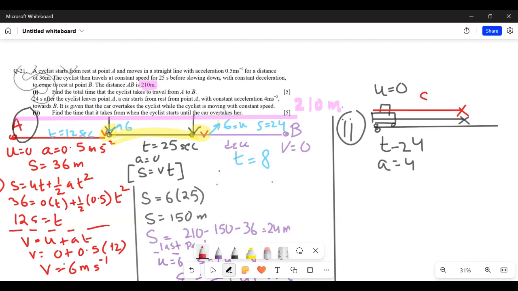So the distance covered by the cyclist, this is the cyclist, and the distance covered by the car, this is the car. It must be equal when they overlap. So at overtaking, the distance covered by the car should be equal to the distance covered by the cyclist.